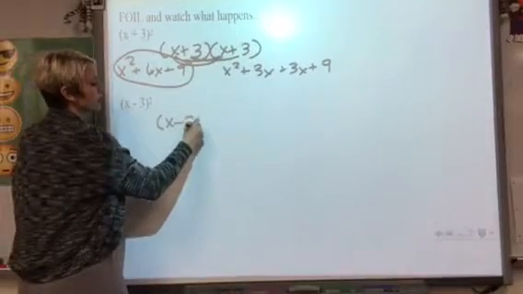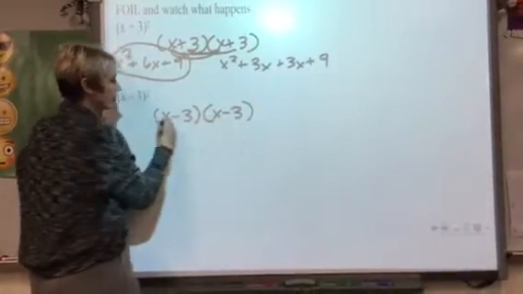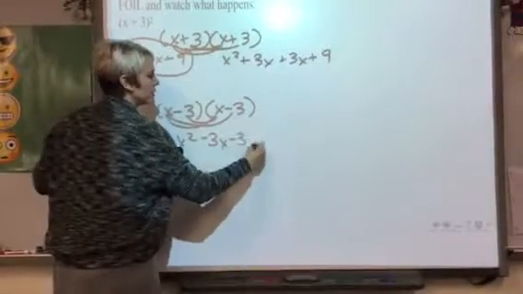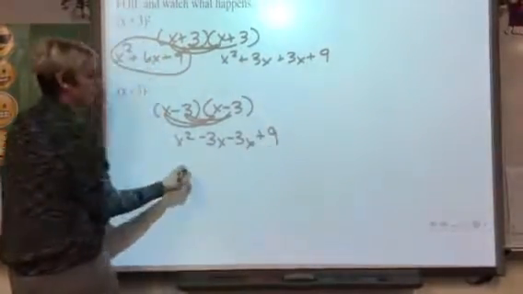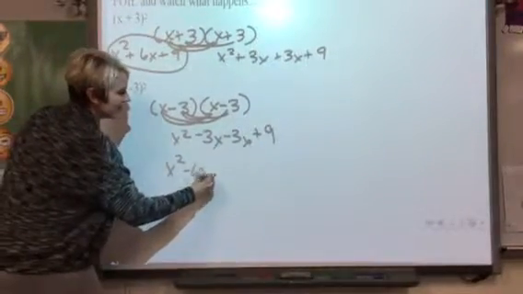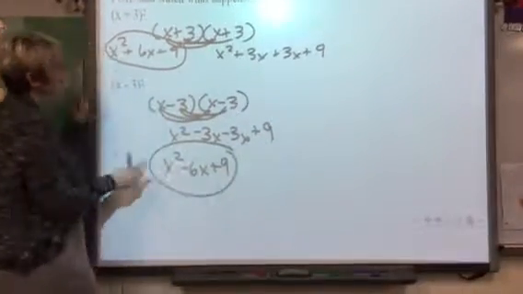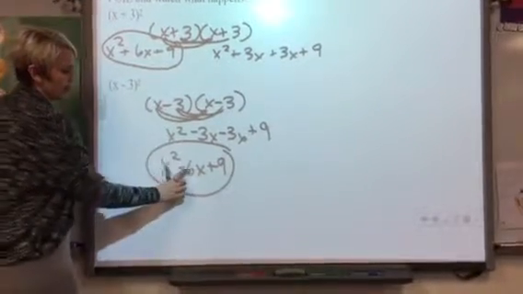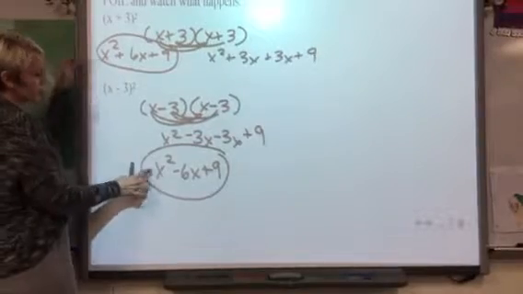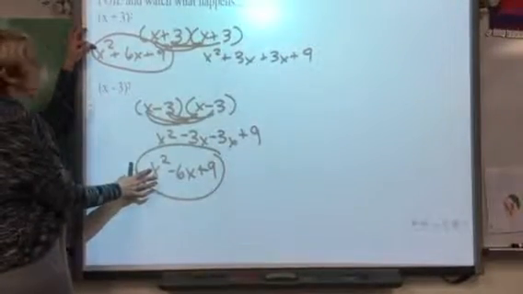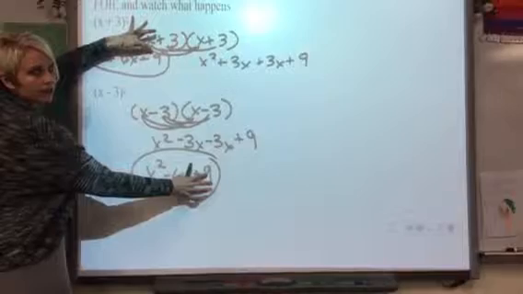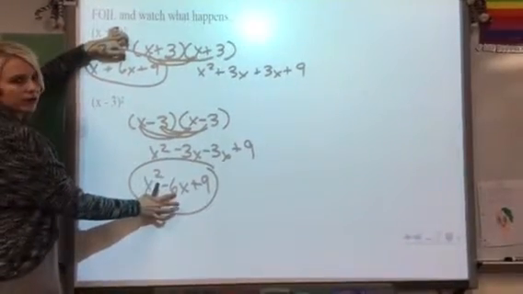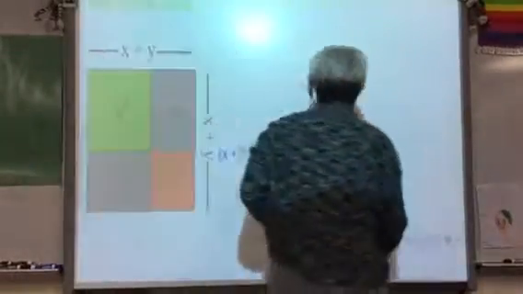Watch what happens when we FOIL this difference, and let's see how they compare. We would have x minus 3 times x minus 3. Let's FOIL it. First, outer, inner, last. And what you notice is you still have that same pattern, but the signs are different. So when it's a sum, it's all pluses. When it's a minus, we have a minus, then a plus. What else we notice is it's that first term, x squared, that last term, 3 squared, and if you look at their product, 3x, it's the double. It's 6x. And that pattern is what we're going to be able to use.